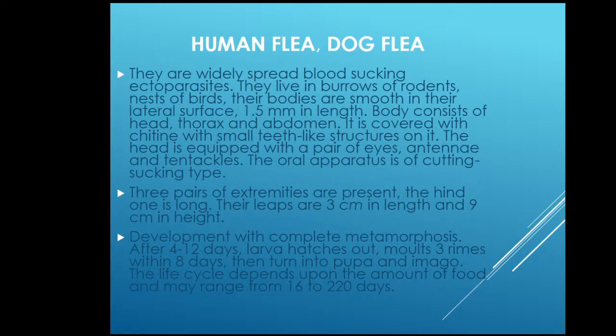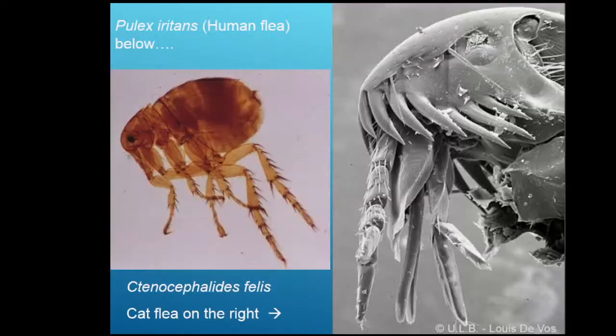Indirect development with complete metamorphosis is characteristic for fleas. After 4-12 days, the larva hatches out from eggs, molts 3 times, and transforms into a pupa. From the pupa, the adult flea hatches out. The life cycle depends on the amount of food and species, and may range from 16 to 220 days. So this is Pulex irritans, the human flea, but it can feed on blood of humans, dogs, mice, rodents, and others.